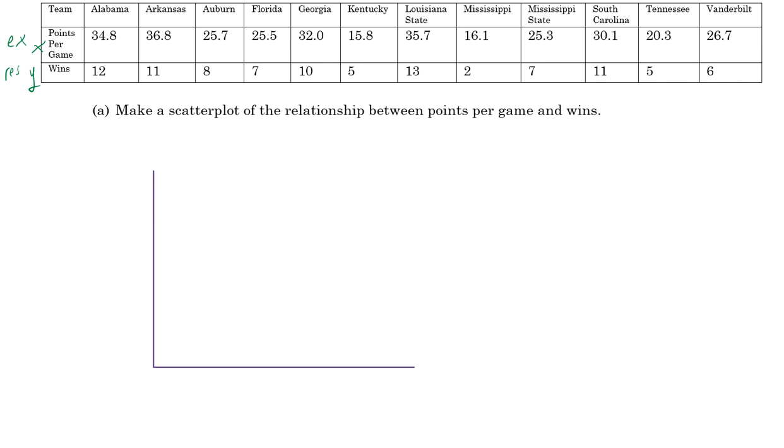So let's do that. On the x-axis is our points per game because that's what, see what this did to the O? I hate Microsoft Word in the face.